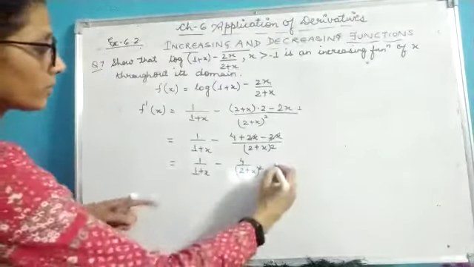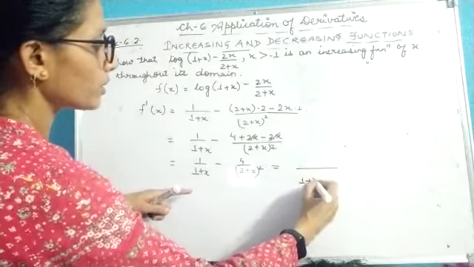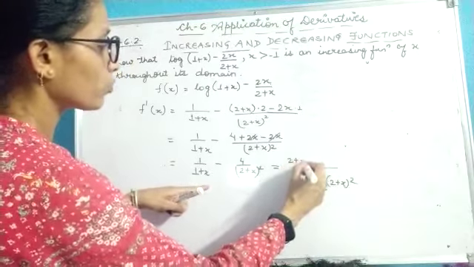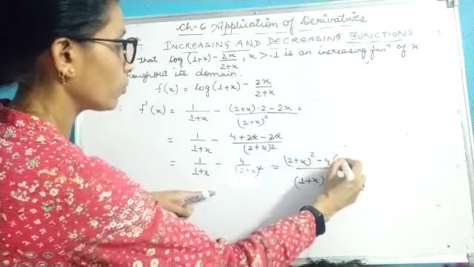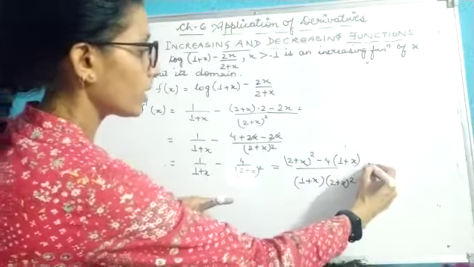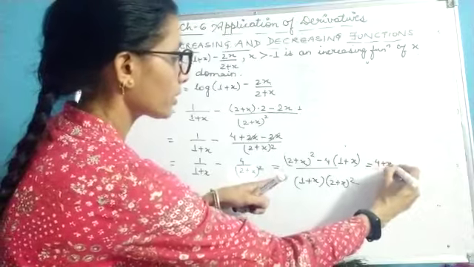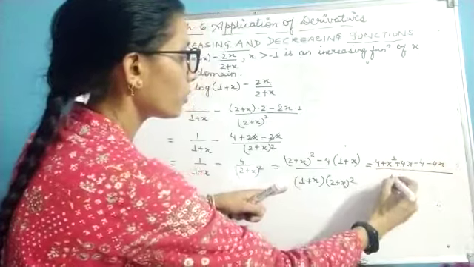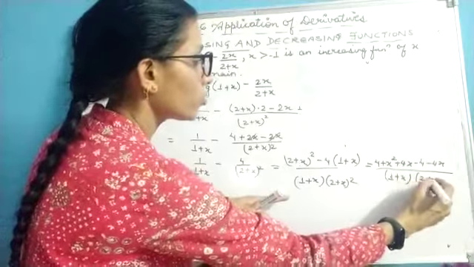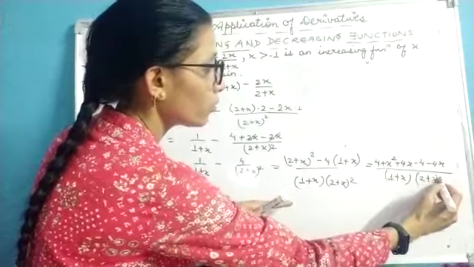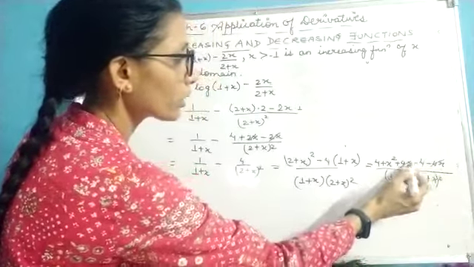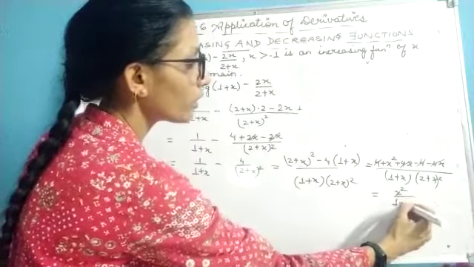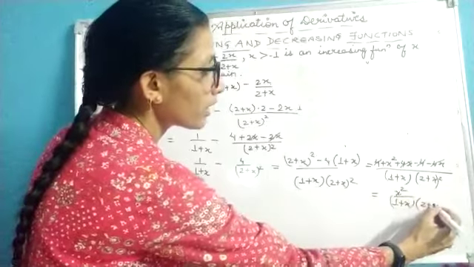Solve it further, children. So I will be getting 1 plus x and 2 plus x whole square as your LCM, and here I will be getting 2 plus x whole square minus 4 times 1 plus x. So I will be getting 4 plus x square plus 4x minus 4 minus 4x whole upon 1 plus x and 2 plus x whole square. So here 4x and 4x gone, 4 and 4 gone. So I am now left with x square upon 1 plus x, 2 plus x whole square.